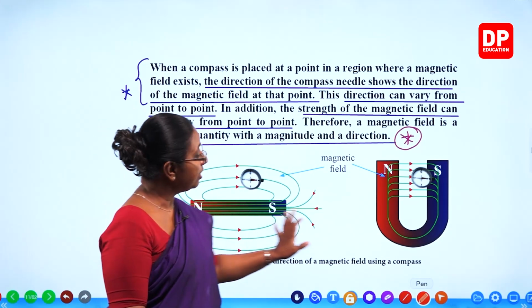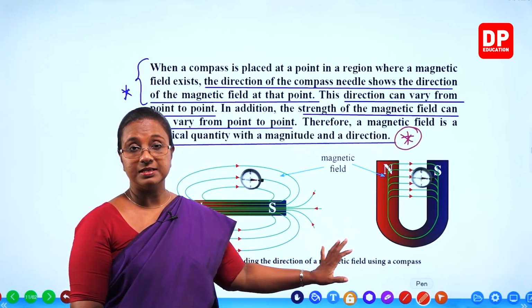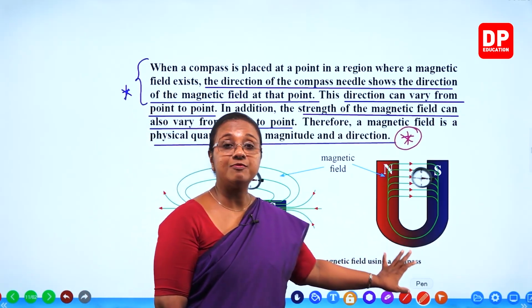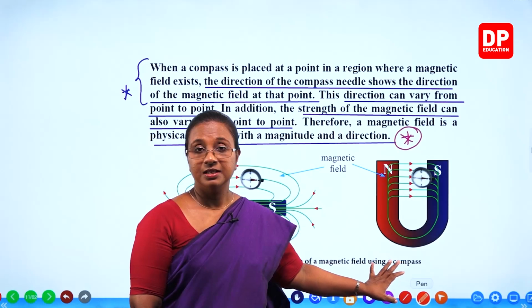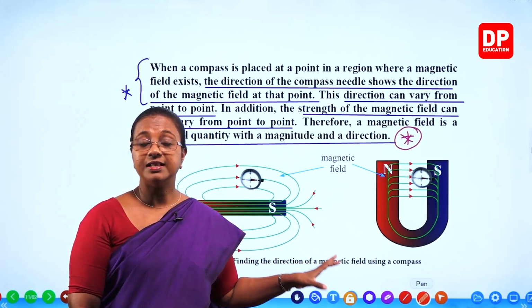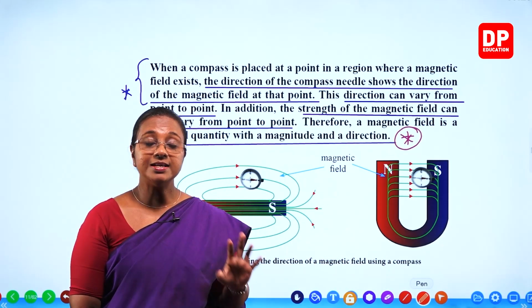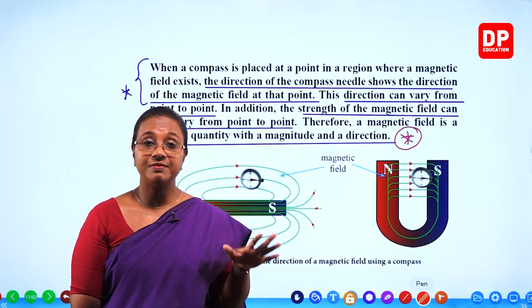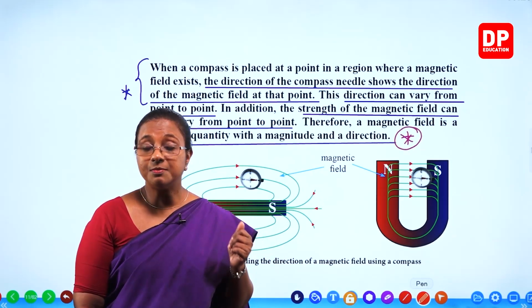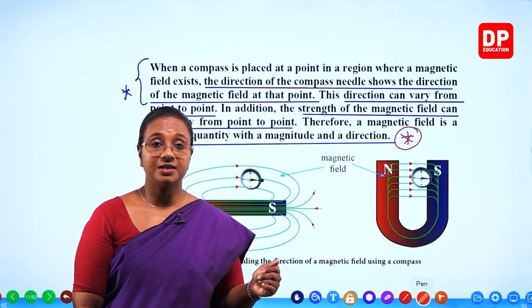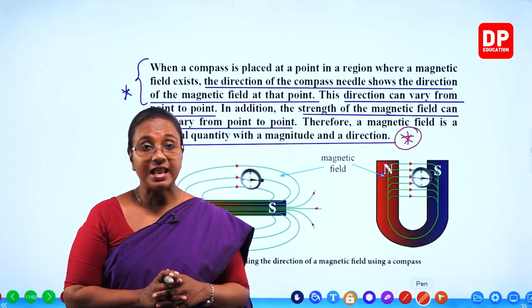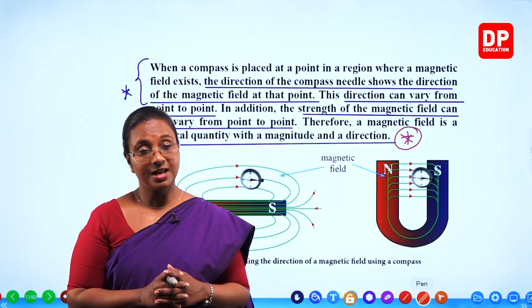So we will be doing this for both these magnets, for the bar magnet and for the U magnet. So that is to identify the magnetic field and to understand that magnetic field is a physical quantity that has a magnitude and a direction. So let's go to the lab and do the activity now.